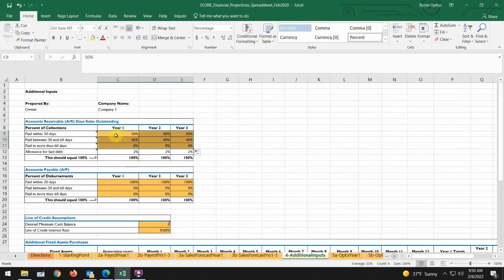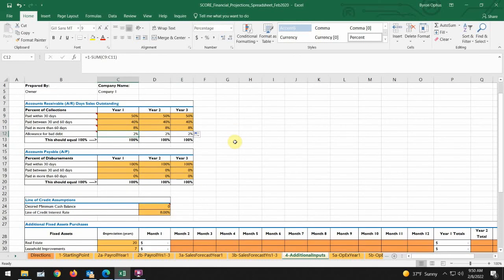Again, for a lot of you in the types of business, if you're mowing lawns, you're probably going to get paid when you get done mowing the lawn once a week, right? And maybe not. Maybe you're going to send out some bills and they'll pay you at the end of the month, and that's up to you. But you could certainly make those changes. And it'll automatically do the math here at the 100%. But be cautious that you don't get this allowance for bad debt to be too big, or that'll really screw up your cash flows and profit.